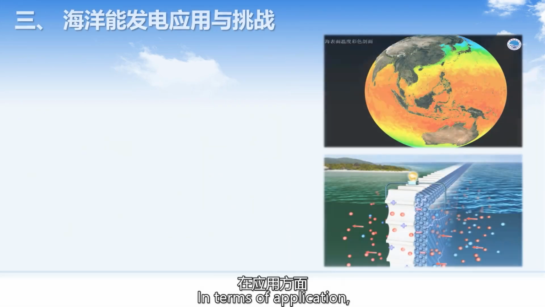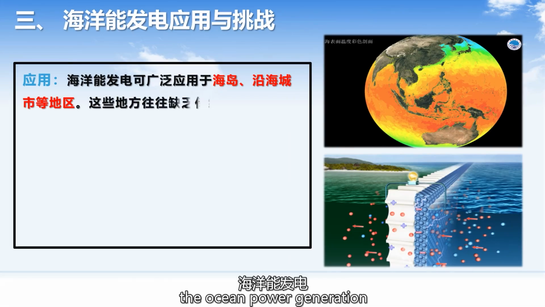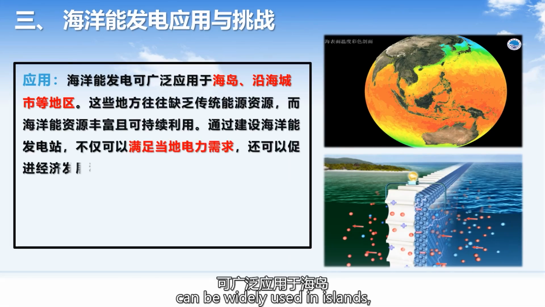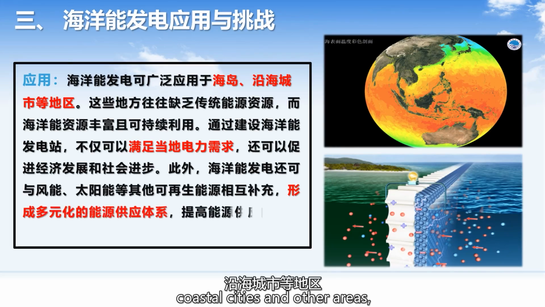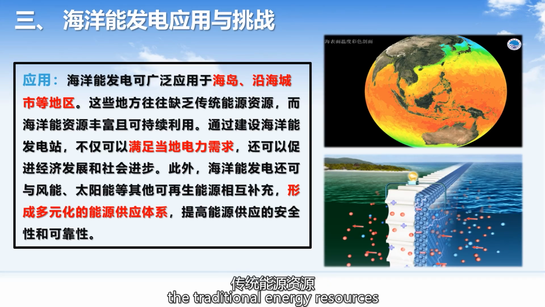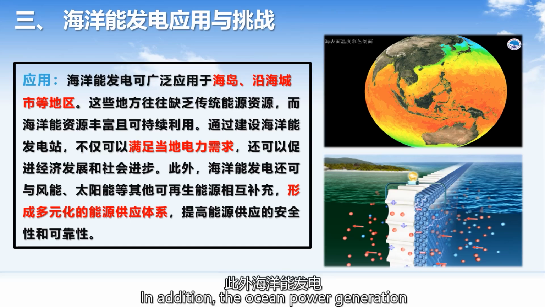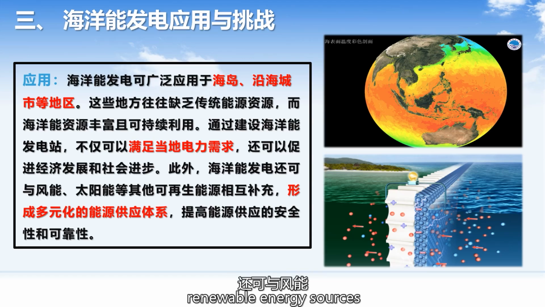In terms of application, ocean power generation can be widely used in islands, coastal cities, and other areas which often lack traditional energy resources, but boast rich and sustainable ocean energy resources. In addition, ocean power generation can complement other renewable energy resources such as wind and solar energy, forming a diversified energy supply system to improve the safety and reliability of energy supply.